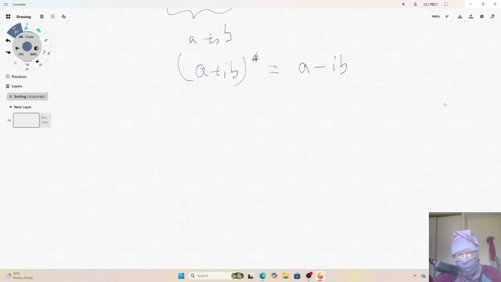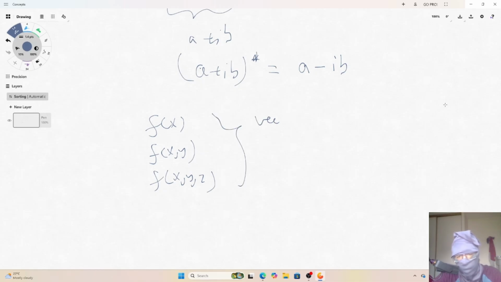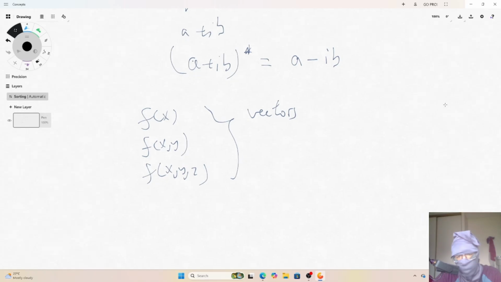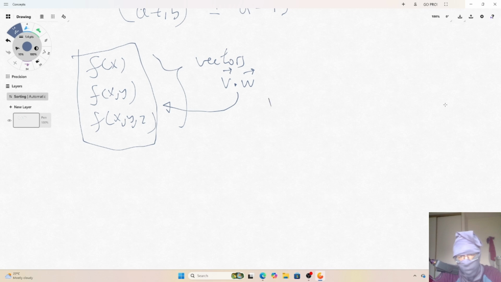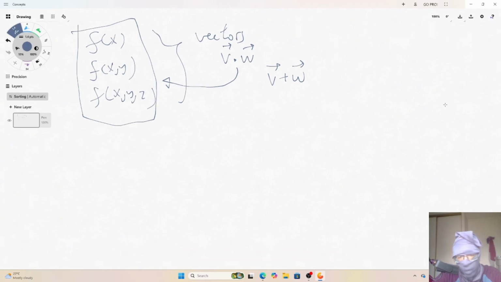What I would like to talk about right now is the concept of functions depending on one or two or three variables that may be treated like vectors. How can you generalize inner products to these functions? Inner product or addition of vectors, all the properties of vectors, how can you generalize it to functions?